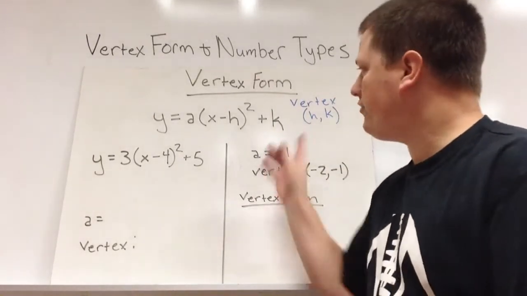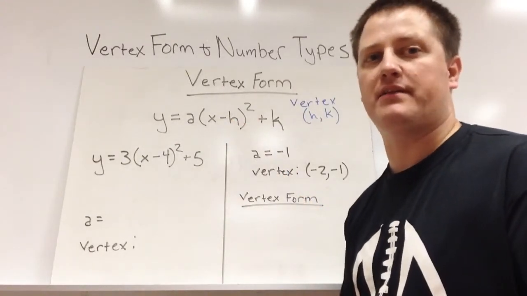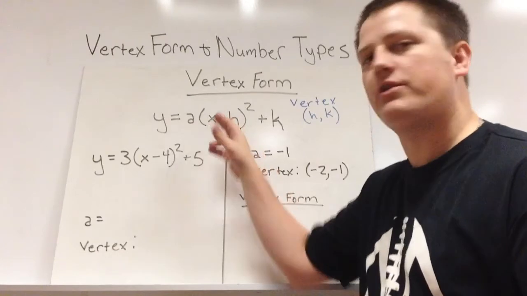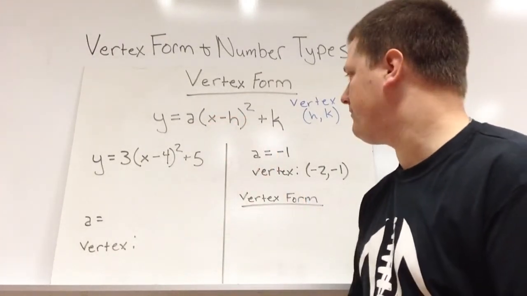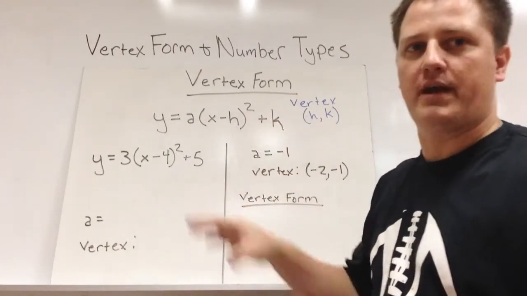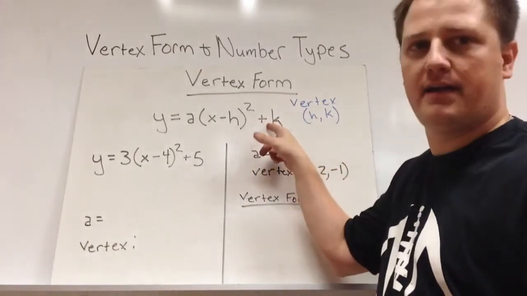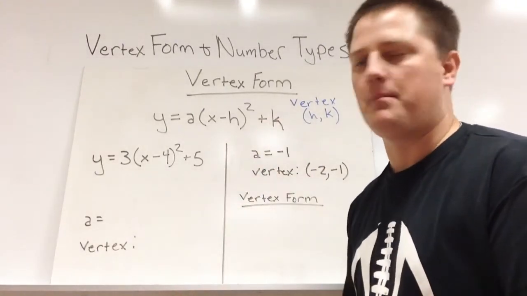Notice how h is always being subtracted, so it's really the opposite of what it says. So subtracting a negative would turn that positive. Subtracting a positive keeps it negative. k, because it's addition, is always straightforward. So if it's a negative k, this would really be subtraction. If it's positive, it would be a plus sign.